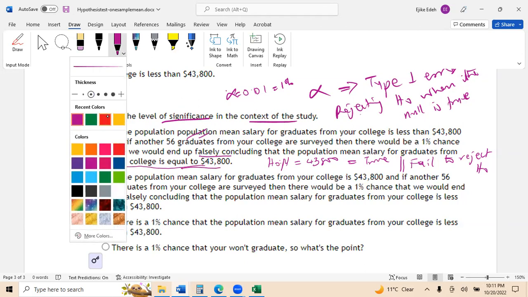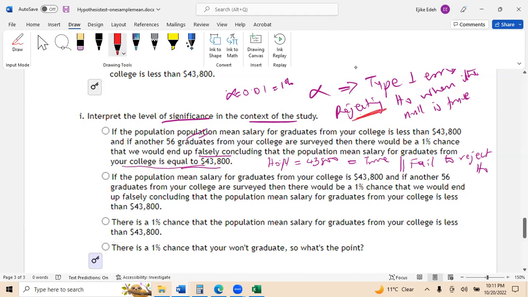Let me use red to highlight that. Type 1 error is related to rejecting the null. So if I fail to reject the null, then that is not what the type 1 error is. Type 1 error is alpha, the significance level that this question is trying to define. So for that reason, this answer is wrong, because this is referring to failing to reject. That is what it means to conclude that the null is equal to the population value. And this is actually the type 2 error that was described by the first option.